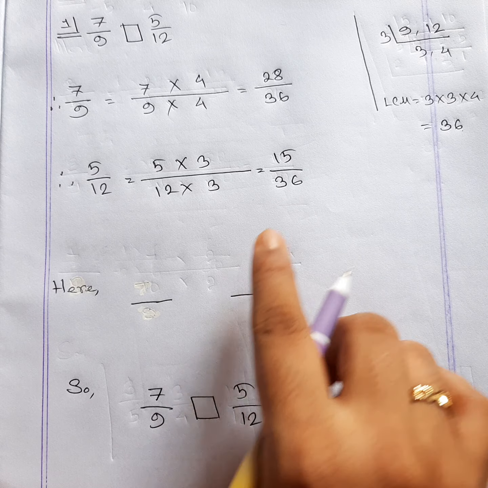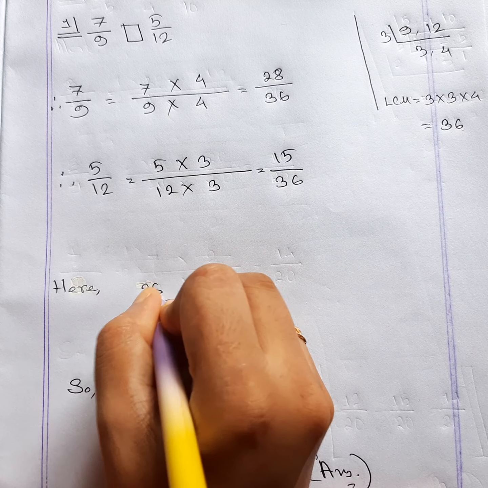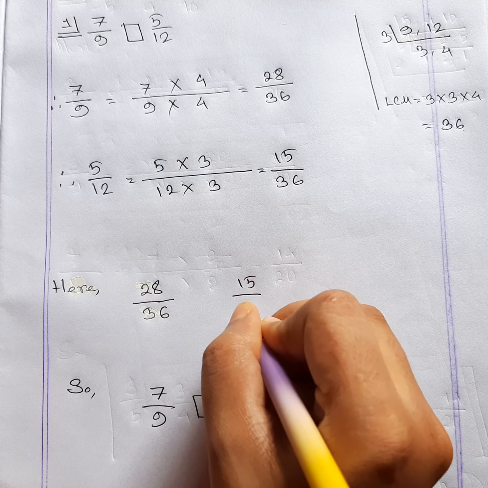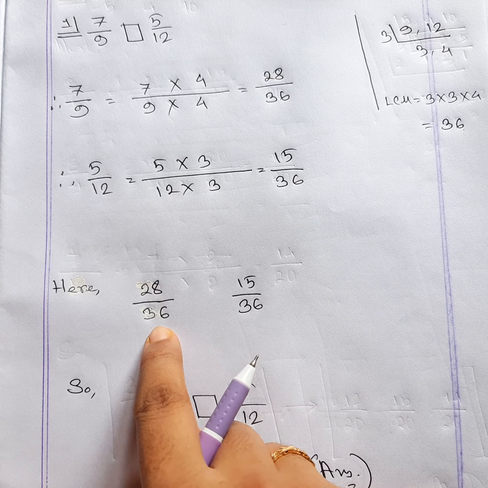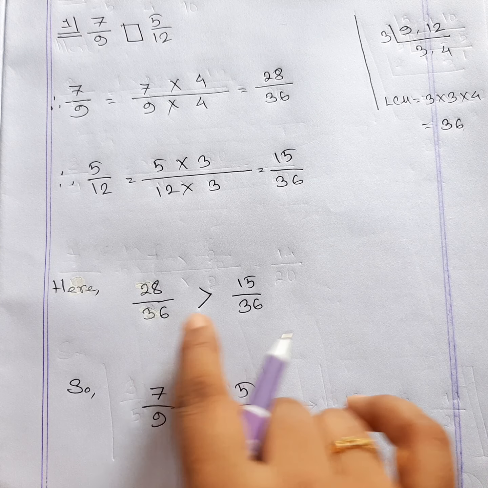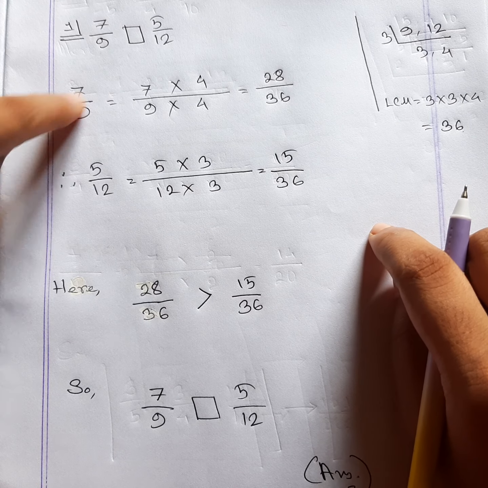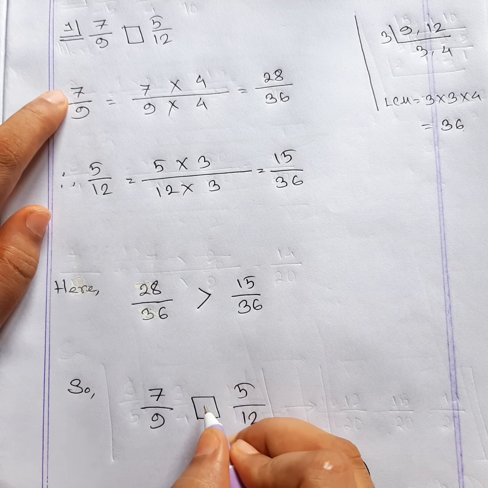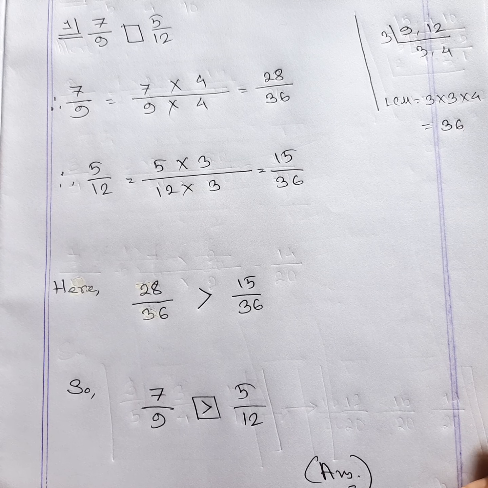So we are going to write down the first one over here. Here 28 by 36 and 15 by 36. Definitely 28 parts out of 36 is greater. So we are going to put this sign over here. So you can say that 7 by 9 is greater. Finding out that 7 by 9 is greater, we are going to put that sign. See, your math is finished over here.